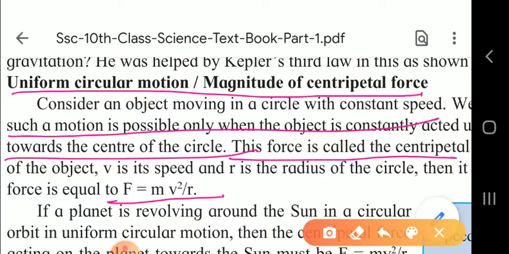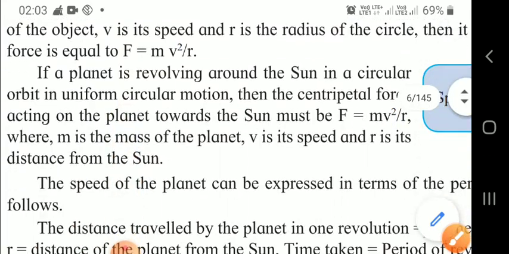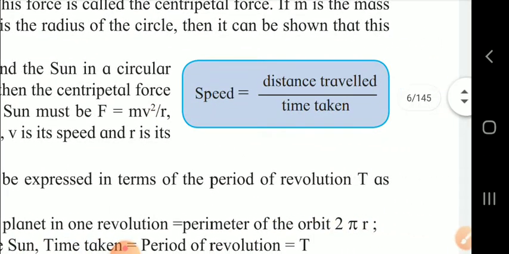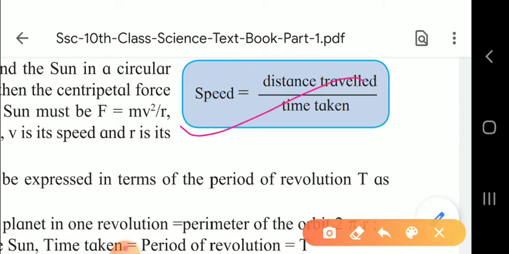Now, if a planet is revolving around the sun in a circular orbit in uniform circular motion, then the centripetal force acting on the planet toward the sun will be F is equal to mv square upon r, where m is the mass of the planet, v is the speed of the planet, and r is the distance of the planet from the sun. Here you know the formula, that speed is equal to distance travelled upon time taken.